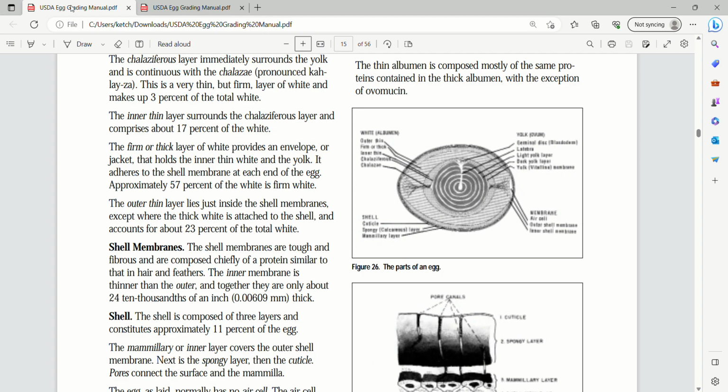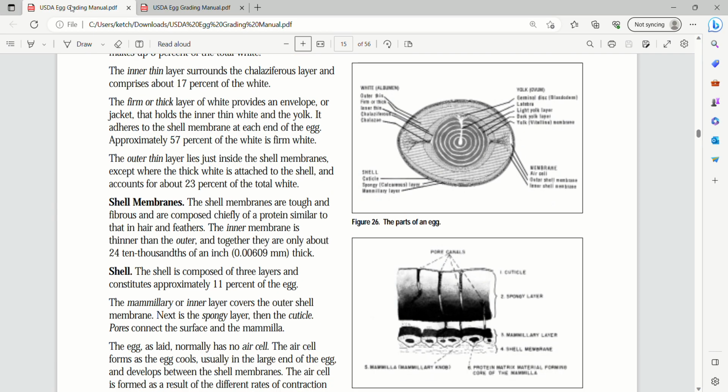The mammillary or inner layer covers the outer shell membrane. Next is the spongy layer, then the cuticle. Pores connect the surface and the mammillae.